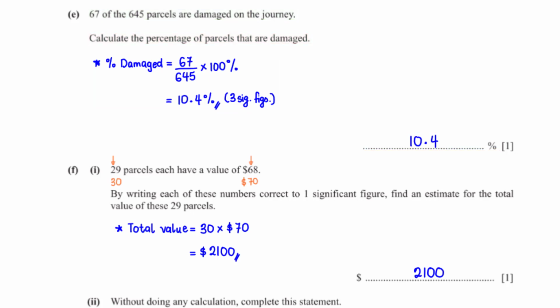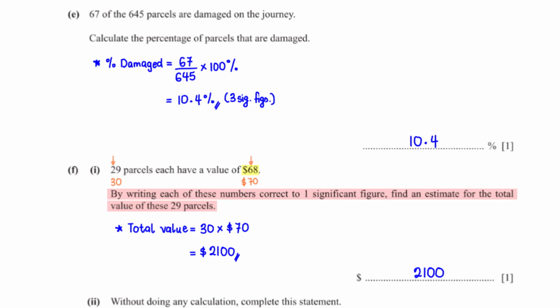29 parcels each have a value of $68. By writing each of these numbers correct to one significant figure, find an estimate for the total value of these 29 parcels. Before we find the total value of the parcels, let's round the numbers to one significant figure. For 29, the first significant figure is 2. The number after 2, which is 9, is greater than 5. So we add 1 to 2, giving us 3. The number after 2 becomes 0. So 29 becomes 30, rounded to one significant figure.